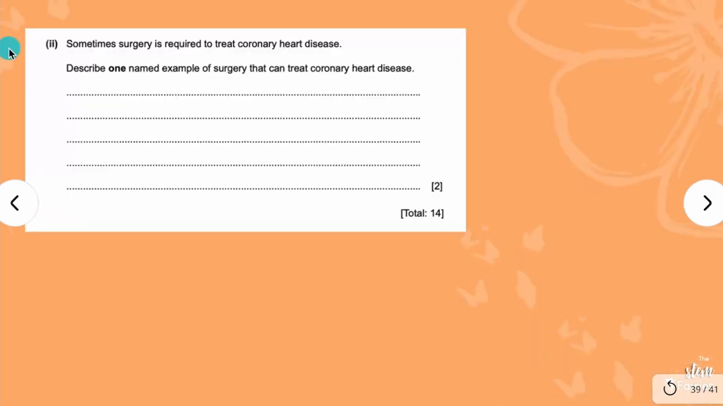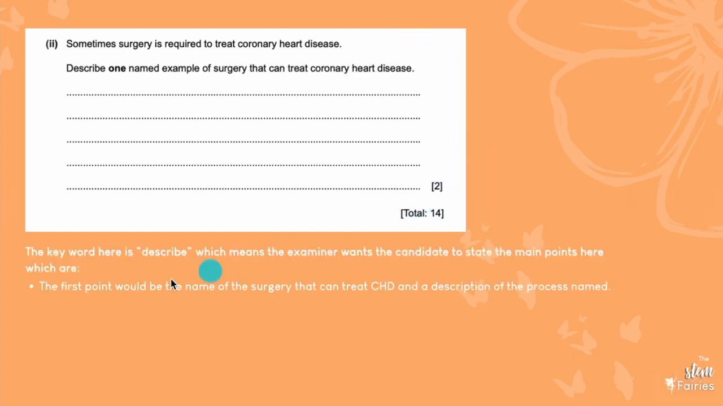The last question in this video, EII, states, sometimes surgery is required to treat coronary heart disease. Describe one named example of surgery that can treat coronary heart disease. This question is for 2 marks. So the keyword here is again describe, which means that the examiner wants the candidate to state the main points here, which are, the first point would be the name of the surgery that can treat the coronary heart disease, and then after that a description of the process named.